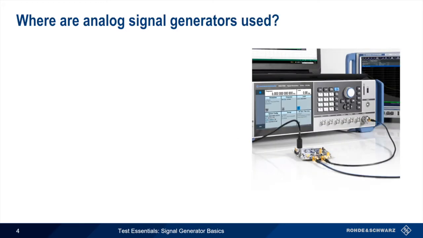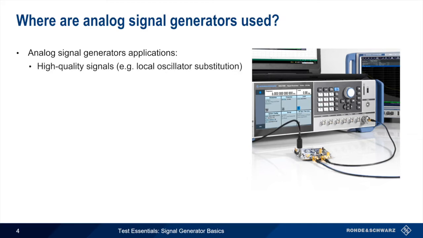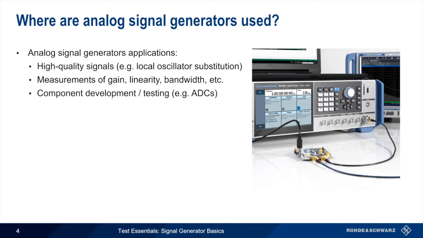Given all the flexibility of vector signal generators, why would anyone ever use an analog signal generator? There are actually many applications whose requirements can, or should, be met using analog signal generators. Analog signal generators are used whenever high-quality signals are needed, for example as a local oscillator substitute. They can also be used when making basic but essential RF parameter tests like gain, linearity, bandwidth, etc., and are therefore often a good choice for component tests, such as the development of analog to digital converters.